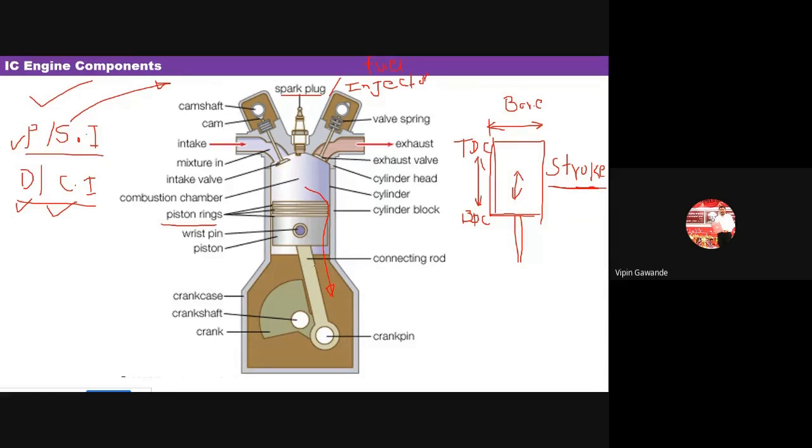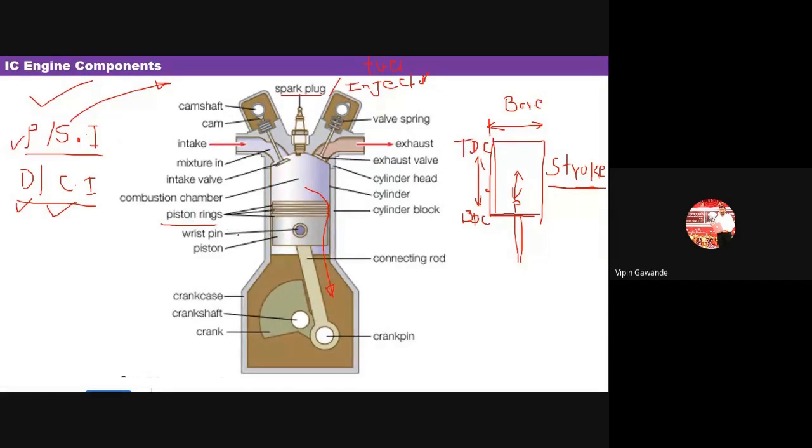These piston rings are also used for minimizing the friction between the piston walls and the cylinder walls. Because this piston is reciprocating inside the cylinder, there must be wear and tear or friction between the cylinder and the piston. To reduce this friction between the cylinder and piston, the piston rings are there. So that is the use of these piston rings.